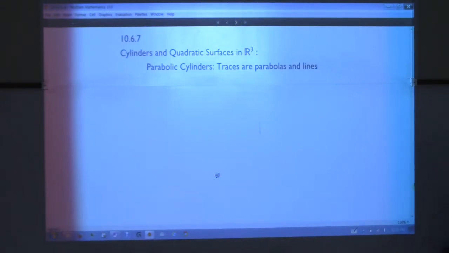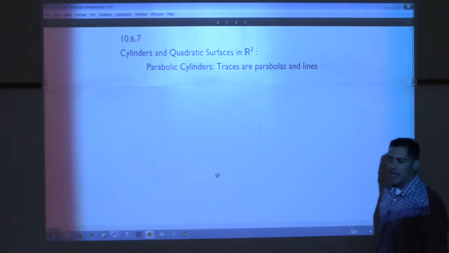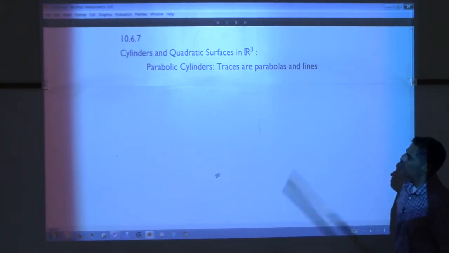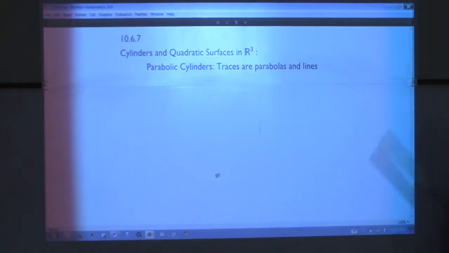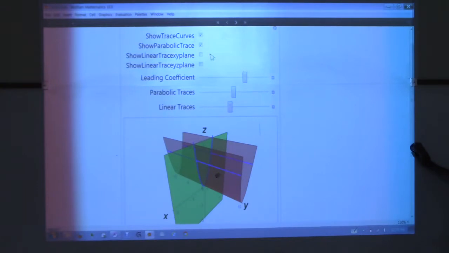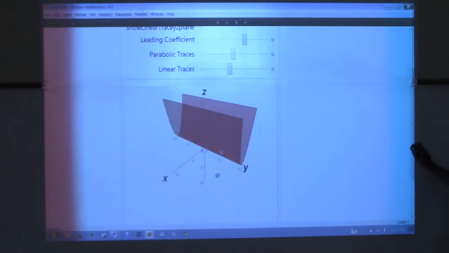All right, now the next type, parabolic cylinders. The traces are parabolas and lines. I don't know if you can imagine what this looks like in your mind, but when you cut it, you're either going to get parabolas or lines. So let's look at it now. A parabolic cylinder. Take all these things out of here. This is a parabolic cylinder.